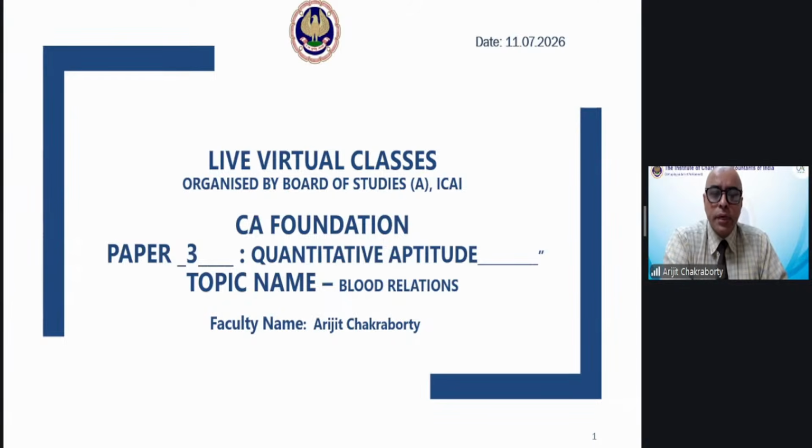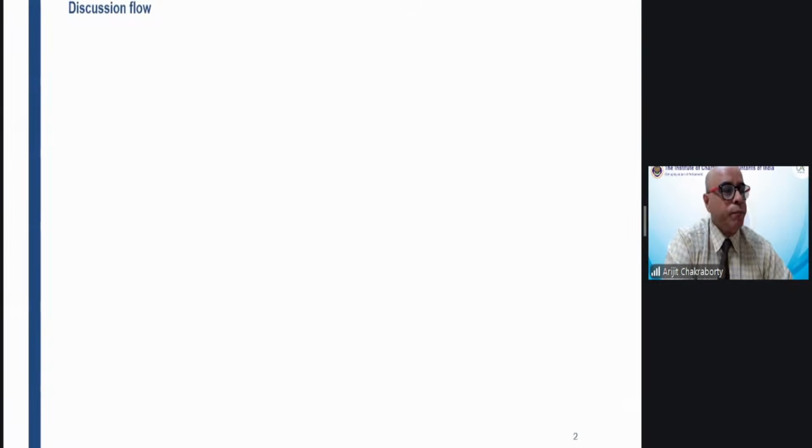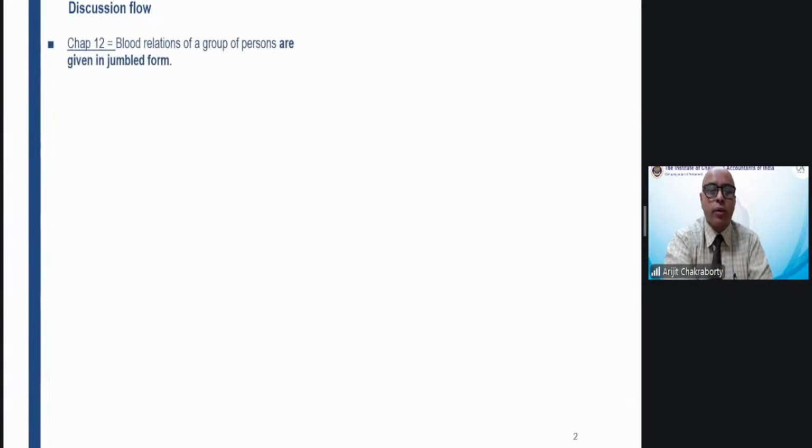We are continuing with the logical reasoning part, and in the previous sessions, I'm sure you have practiced the problems which we covered from coding, decoding, then we had direction test, seating arrangements, and today we are taking up the last portion of logical reasoning, which is blood relations. So, in the discussion we are going to have today, the discussion flow will be like this. We first look at the meaning of blood relations.